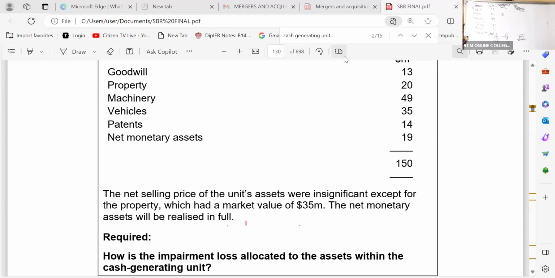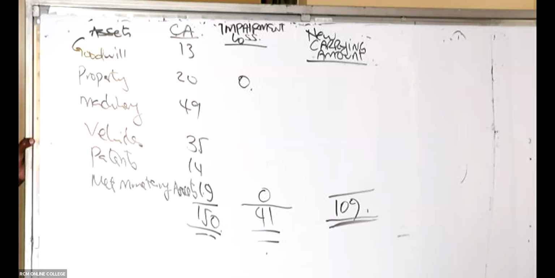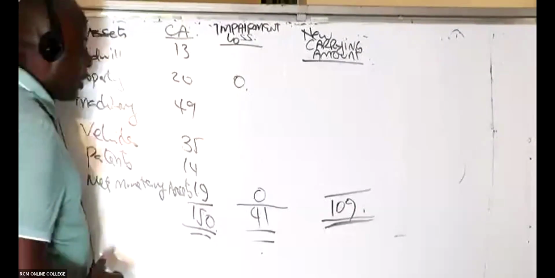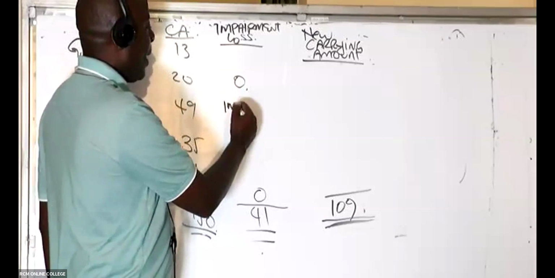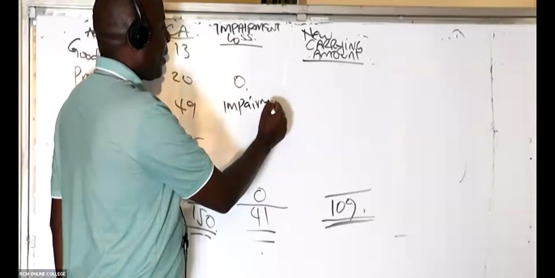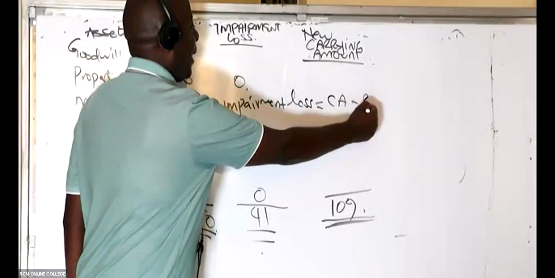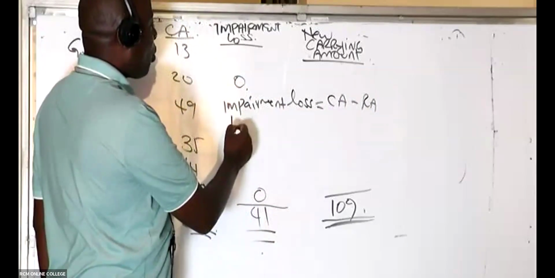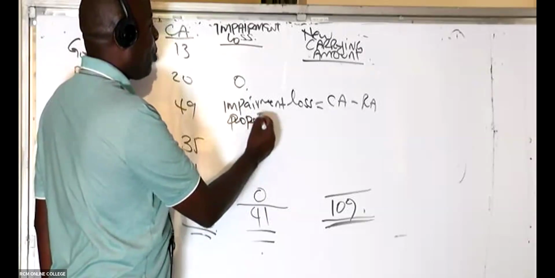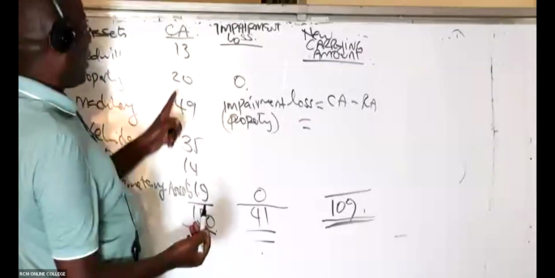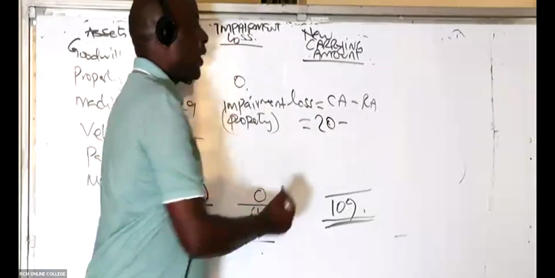Do you know why it has not been impaired? Let me explain something. We know that whenever they want us to compute impairment loss, we normally take carrying amount minus recoverable amount. For property alone, what is the carrying amount? The carrying amount for property there is 20.